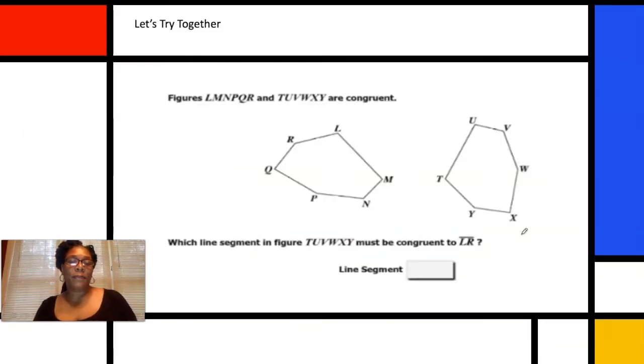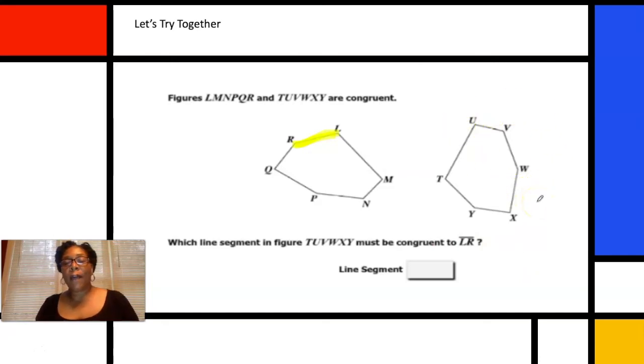Well, welcome back. So let's try this one. Figures LMN, PQR, and TUV, WXY are congruent. Which line segments in figure TUV, WXY must be congruent to line segment LR? So this line right here represents a line segment. So line segment LR, and I want to stay in the order, is what I'm going to be looking at. I need to find line segment LR on this figure.